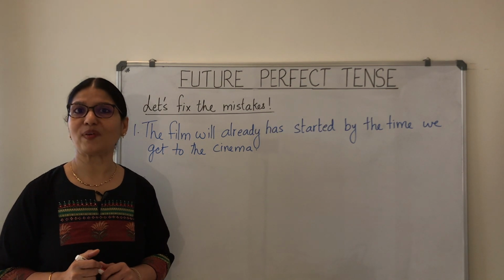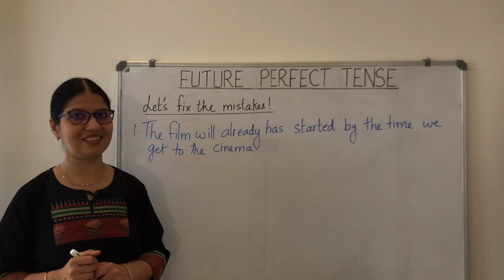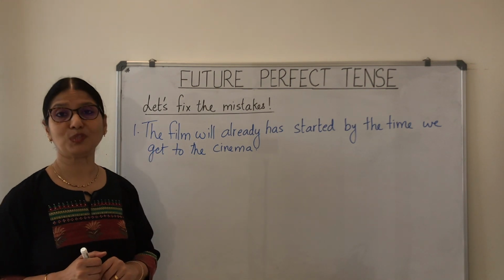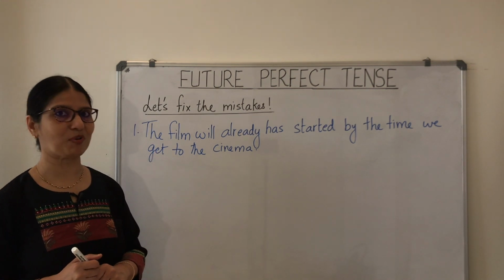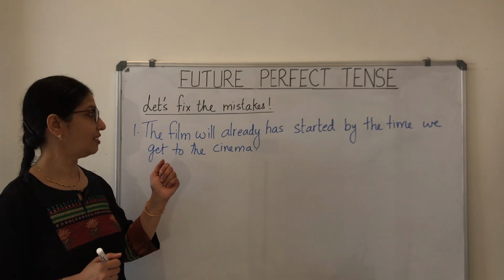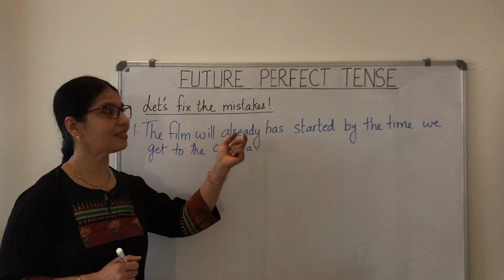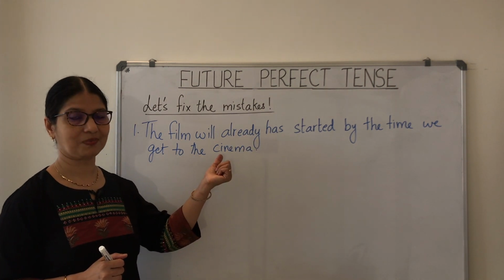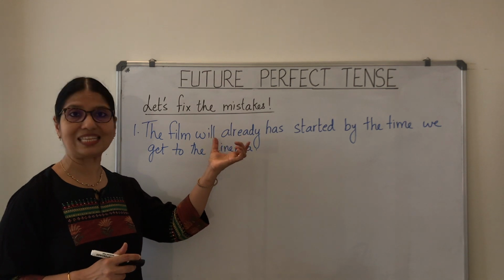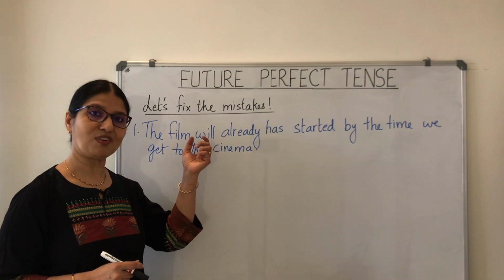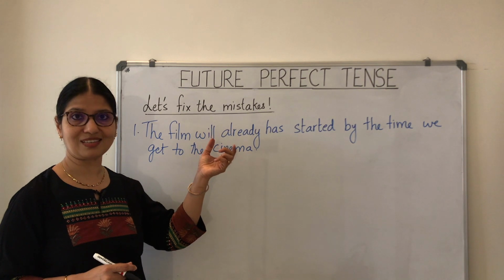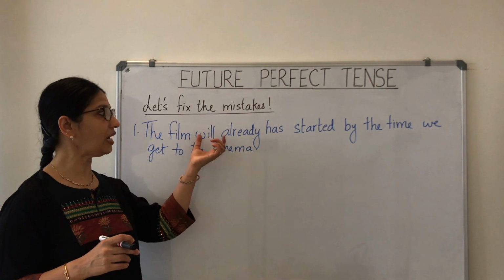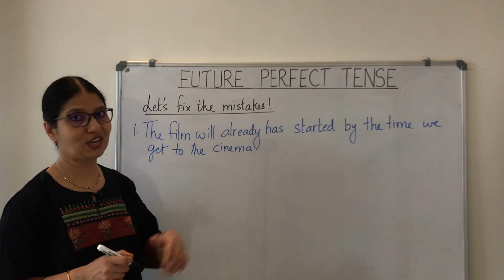As always, before winding up, let's have an error correction exercise and let's look at some of the most common mistakes made while using the future perfect tense. And let's try to fix them all. The first sentence, The film will already has started by the time we get to the cinema. You know that the form itself is wrong here because the formula for the future perfect tense is will plus have plus the third form of the verb. So it should be will already have, not has.